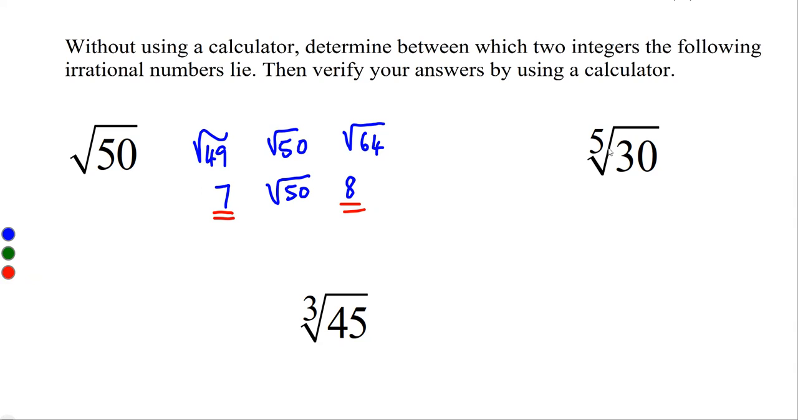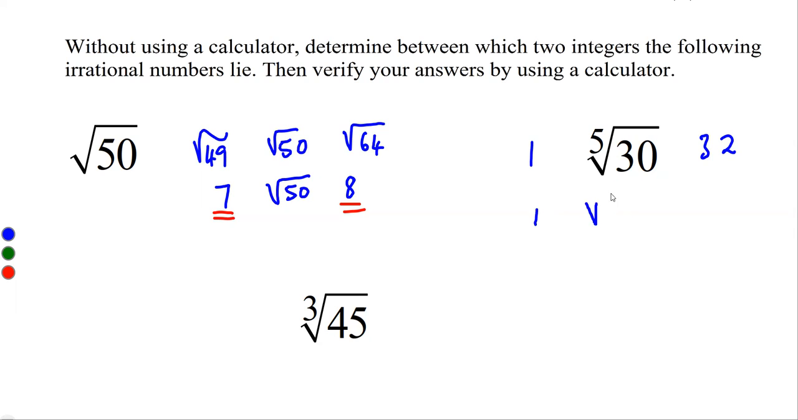Let's look at the next one here. So, fifth root of 30. Now, if you had to check here, the one number that you've got the fifth root above 30 is 32. And the number that is the fifth root below 30, the only thing that we can think of here is 1. So you've got fifth root of 1 is 1.